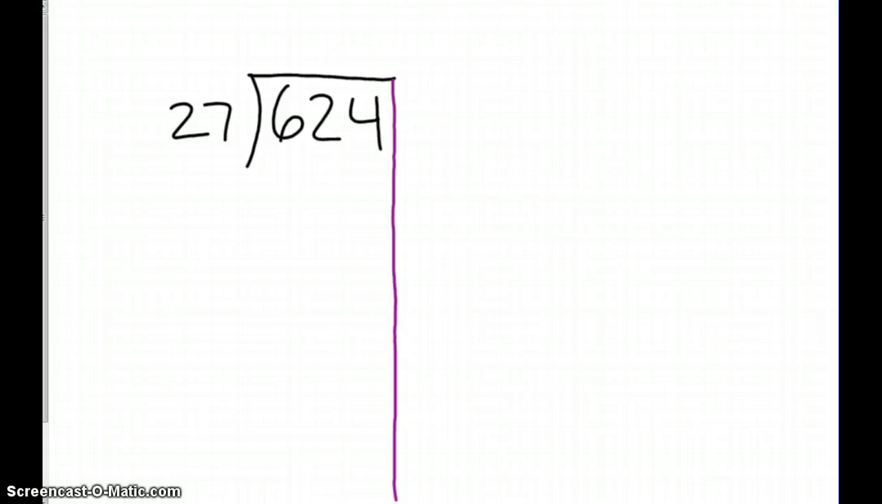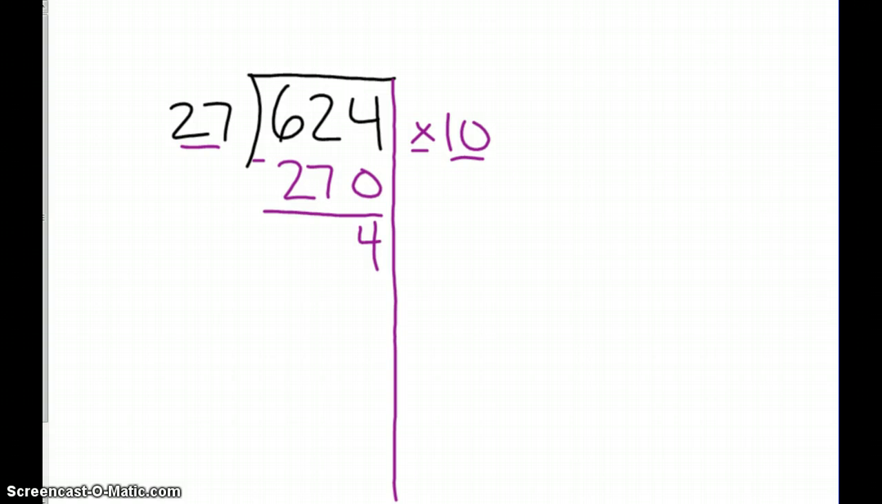Unless you know for sure that a bigger number works and that bigger number is really simple for you to multiply by. So for me, I'm going to start with a times 10. So what I'm going to do is I'm going to take the 27 and I'm going to multiply it by 10, and that's easy because anytime I multiply by 10, I just add a 0 on the end, so I get 270. And I'm going to subtract, and I get 354.